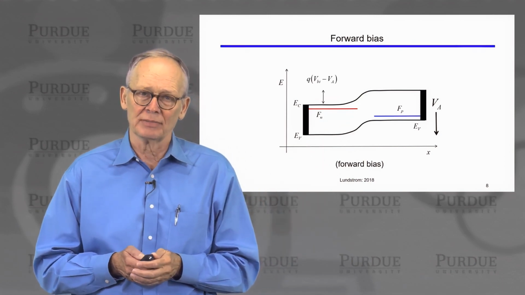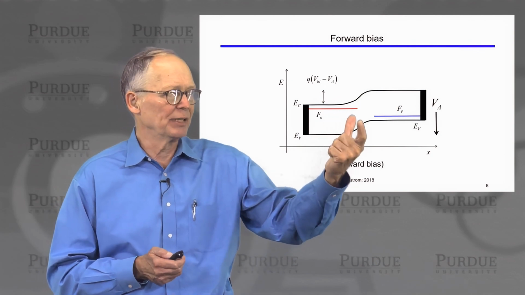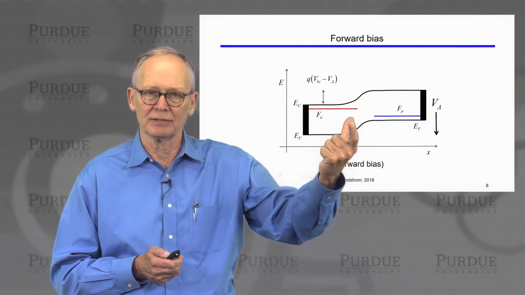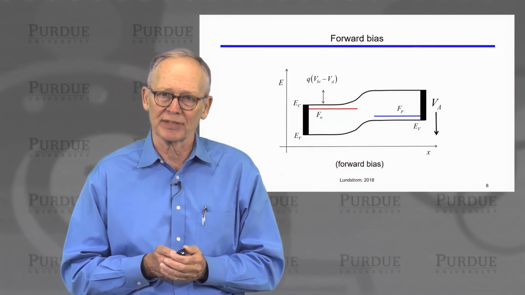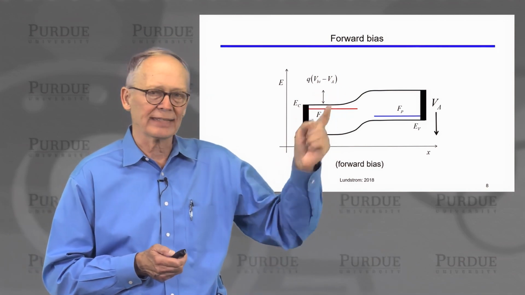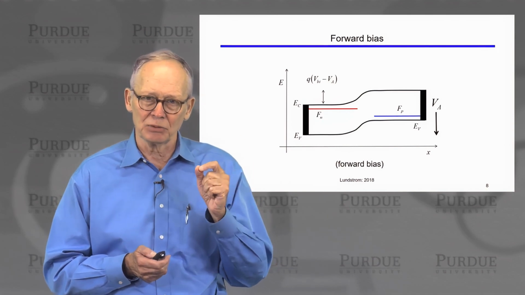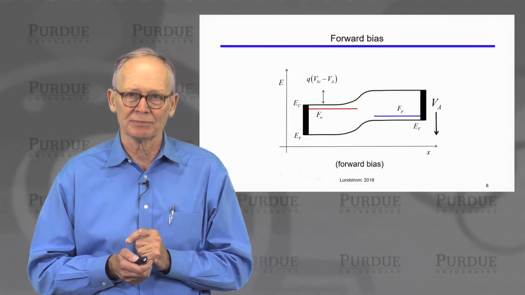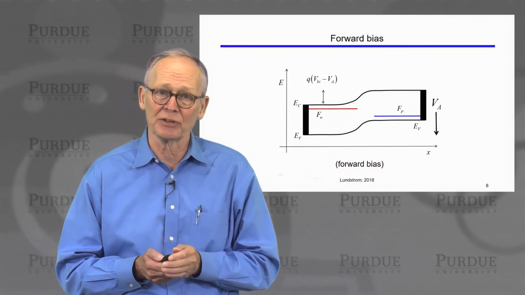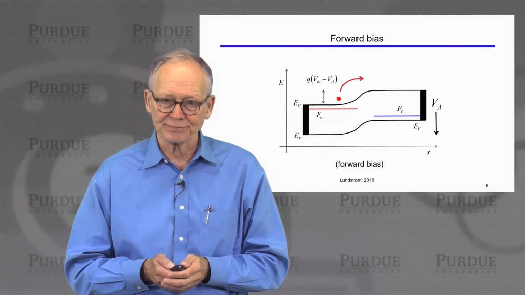The important point to note is that we've pulled everything down. The voltage will drop on the most resistive part of the structure, which is the transition region here, where there are the fewest number of carriers. And that means that this energy barrier has been lowered. It's been lowered from Q times the built-in voltage to Q times the built-in voltage minus the forward bias. So we have lowered the energy barrier between the n-type region and the p-type region.